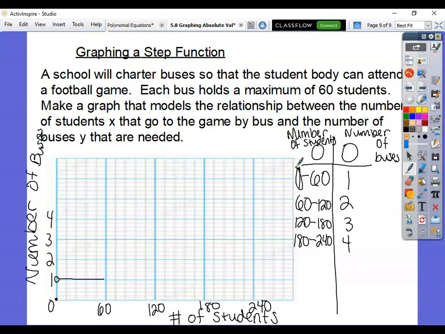It's gotta look like a step. And then we close the circle at 60. It includes 60. Then, for 2 buses, 60 to 120. And notice I have an open circle, because once I reach 60 students, really, this is talking about from 61 to 120, technically.